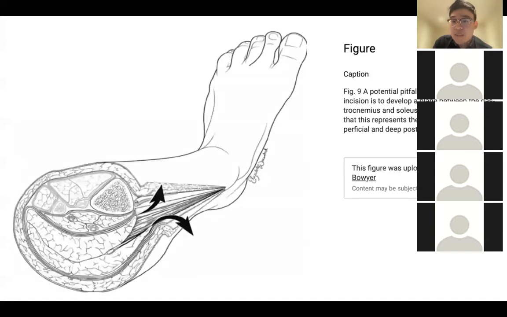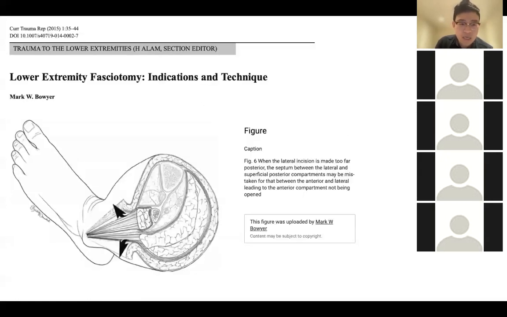We'll just go back to the medial incision now. If you do the medial incision, it's very easy to forget to decompress the deep posterior compartment. In the anterolateral incision, sorry, I made a mistake: if you go too posteriorly, you might forget to release the anterior compartment.